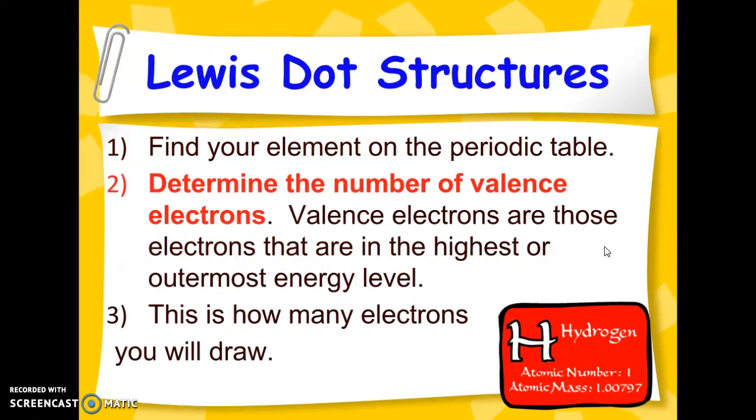For Lewis dot structures, the first thing that you're going to need to do, just like with Bohr diagrams, is find your element on the periodic table. You need to determine the number of valence electrons. Again, these are the electrons in the highest or outermost energy level, and this is how many electrons you will draw. So there's less work involved with the Lewis dot structures, which I'm sure you will enjoy.